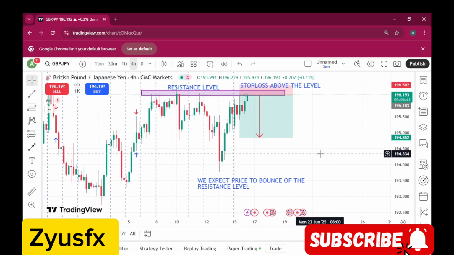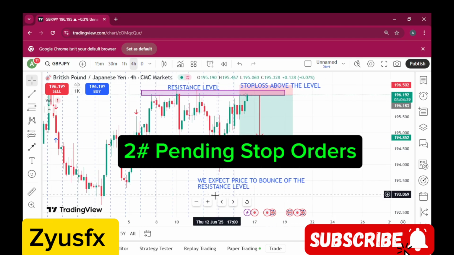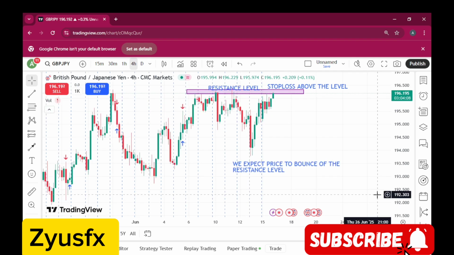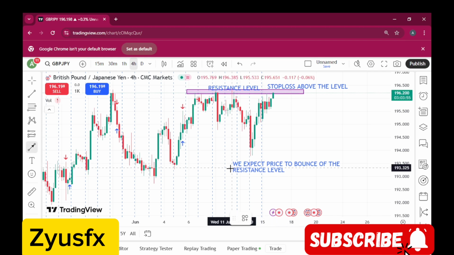So the second example will be on pound JPY, and the second entry technique is the pending order. The buy stop or the sell stop entry, the pending order. And what is the pending order? This is an order you place when price breaks a certain level and starts pushing in your direction. So what are we saying? Let me show you guys.